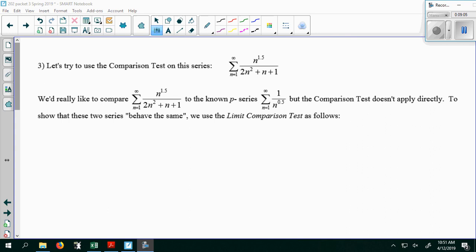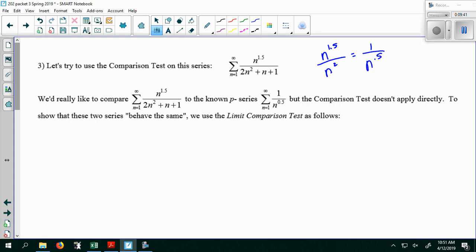All right, if I try to use the comparison test on this series, I have n to the 1.5 over 2n squared plus n plus 1. So a series that it makes sense to compare to would be 1 over n to the 0.5. Why is that the comparison? Why did I choose it? Yeah, you look at the leading terms. n to the 1.5 over n squared. That's 1 over n to the 0.5.